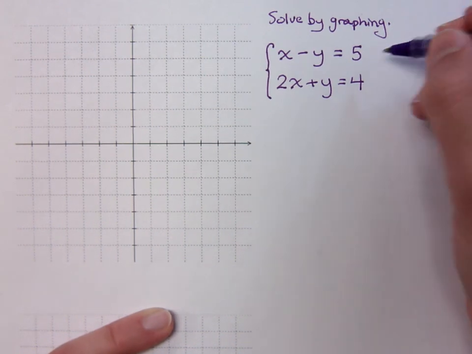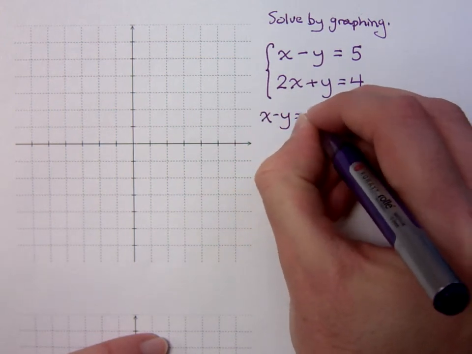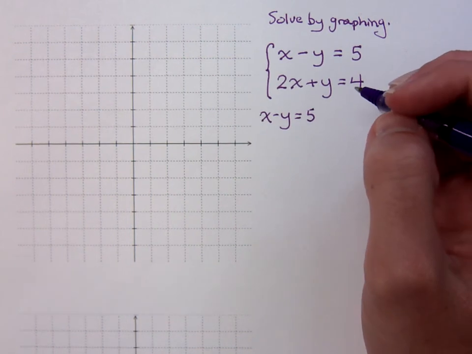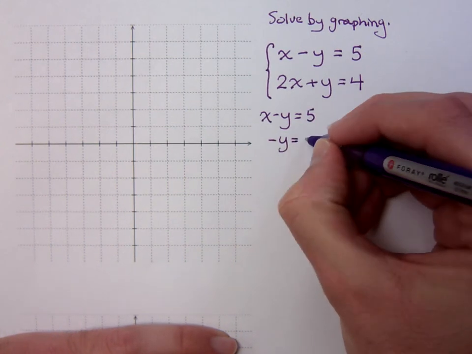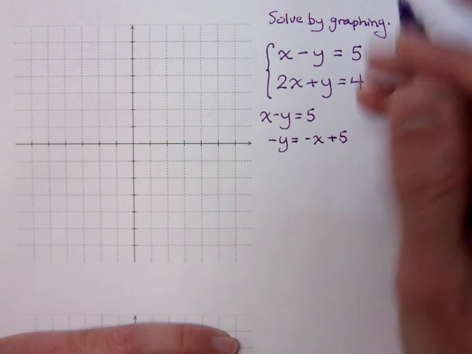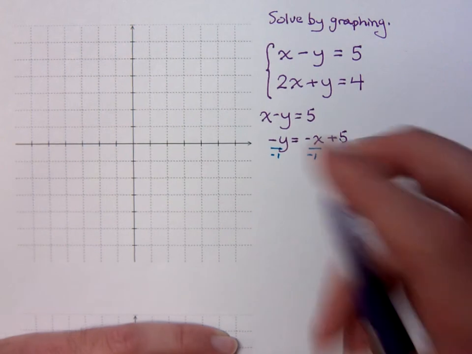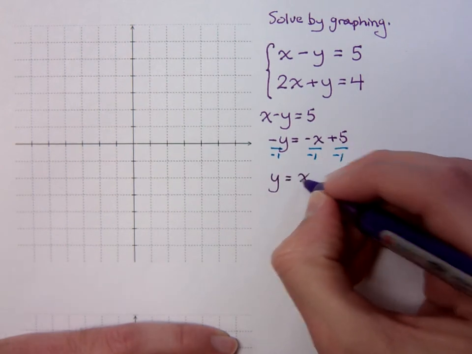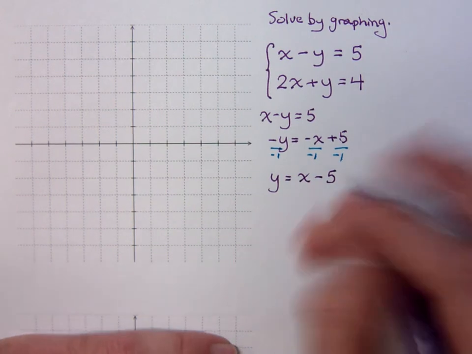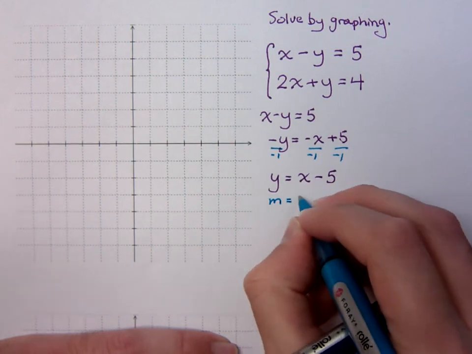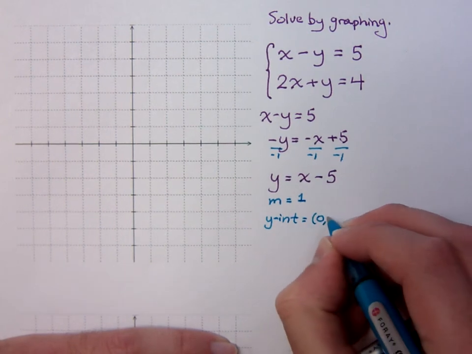So let's see if we can figure out how we graph this first guy, x minus y equals 5. If I take this guy, x minus y equals 5, and I solve it for y, let's get the slope and the y-intercept. I move the x over, I have negative y equals negative x plus 5. Divide everything by the coefficient of y, which is negative 1. So I have that y equals a positive x minus 5. And when I do this, I can see that my slope equals 1, and my y-intercept is equal to 0, negative 5.